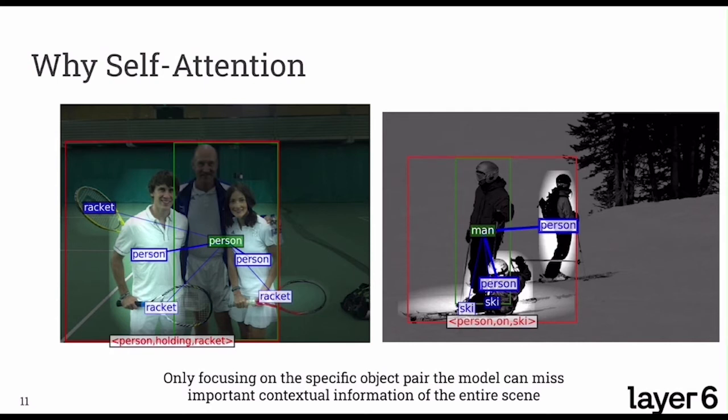Pairwise models are thus unable to jointly reason about nearby objects, and this can lead to incorrect predictions. Take the left side image as an example. In this image, there are in total 3 rackets, and each of them is held by a different person. In order to know which person holds which racket, the syngraph generation model needs a global understanding of the scene so as to accurately assign rackets to the correct person.